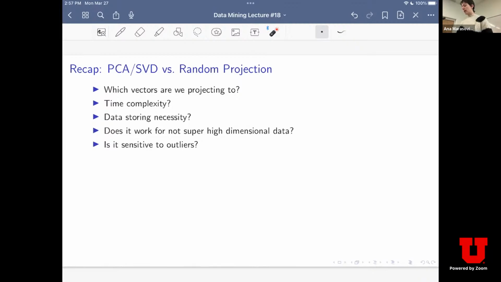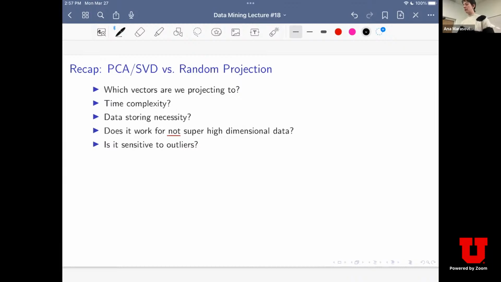So random projection will not work well for data that's not very high dimensional. Remember the intuition I was giving you about why this even works in high dimensional spaces. In very high dimensional spaces, random vectors are going to be almost orthogonal. In lower dimensional spaces, we don't have that property.